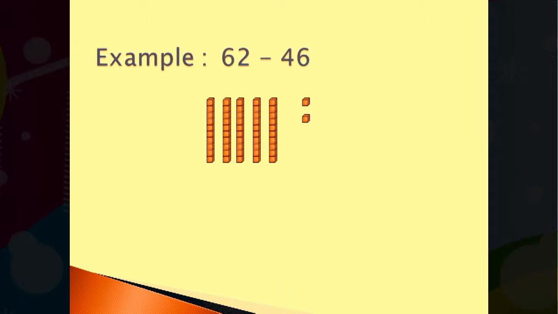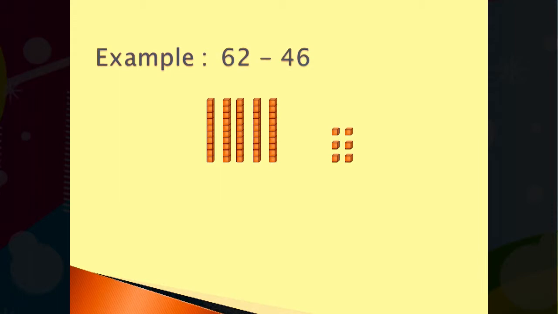Here, we're taking one group of 10 from 62, and we're going to regroup that group of 10 and replace it as 10 units or 10 ones. Now we have 10 ones added to our 2 ones that we had before, which will give us 12 ones. Now, do you think we can take away 6 ones from 12 ones? Let's see how we will do that. 6 ones take away from 12 ones will leave us with 6 ones for our ones column.